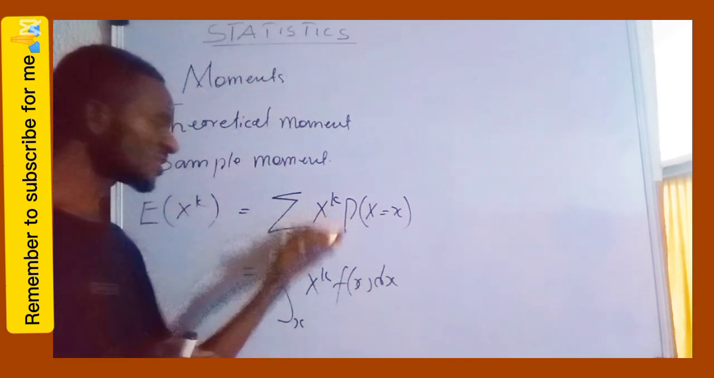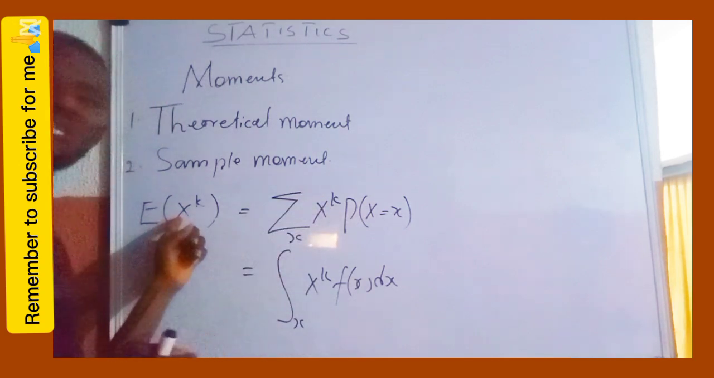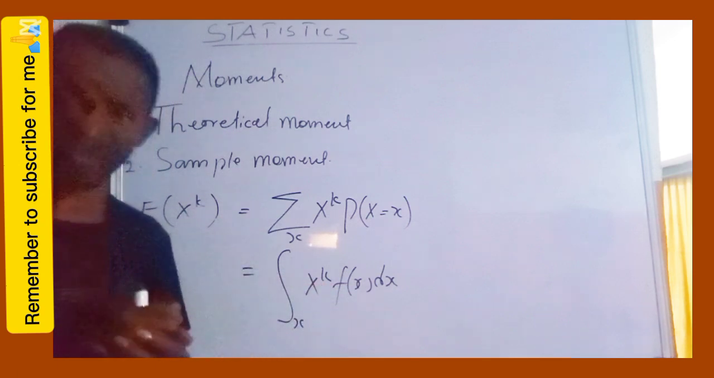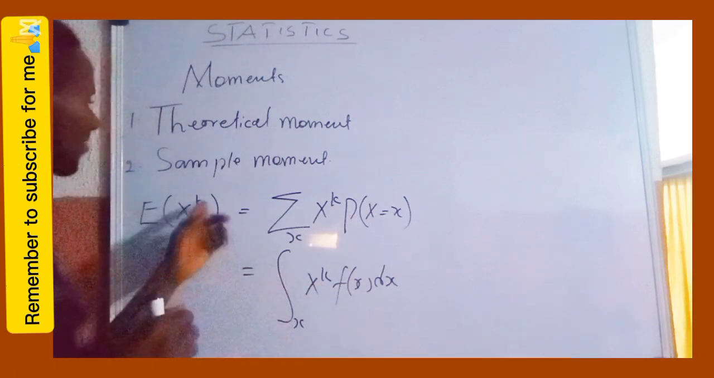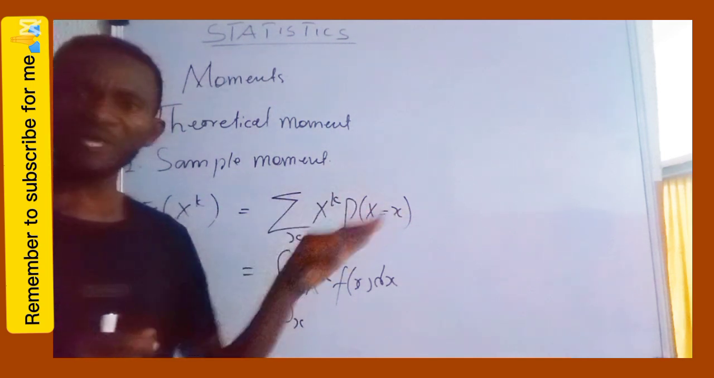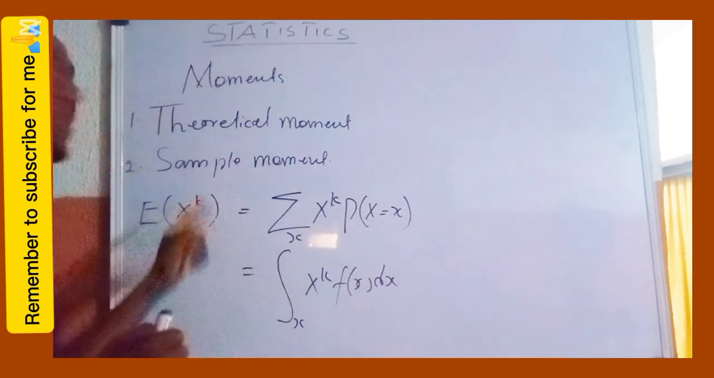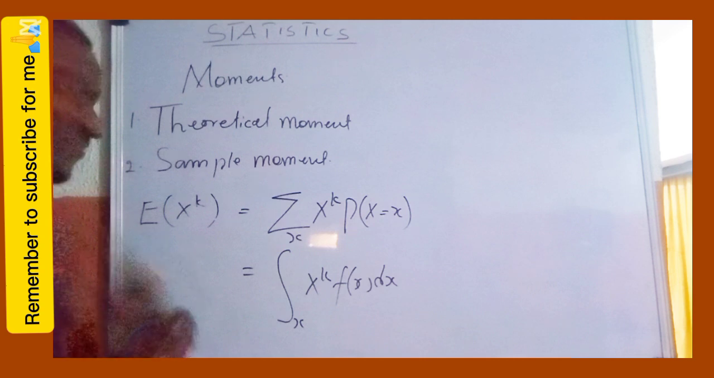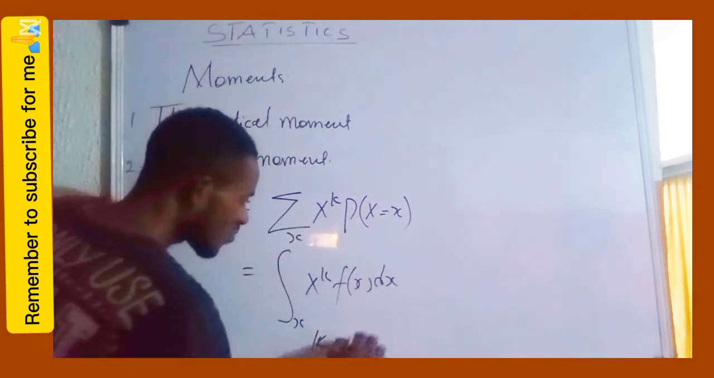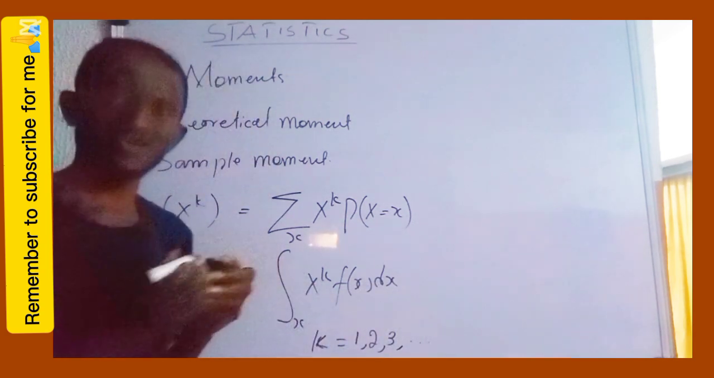The only difference between this and this is that in the first one, X is a discrete random variable, while in the second one, X is a continuous random variable. Now, I use the word kth. Kth is not specific. k can be 1, k can be 2, k can be 3, down the line. Therefore, this k has a range, and we say where small k equals 1, 2, 3, down the line.